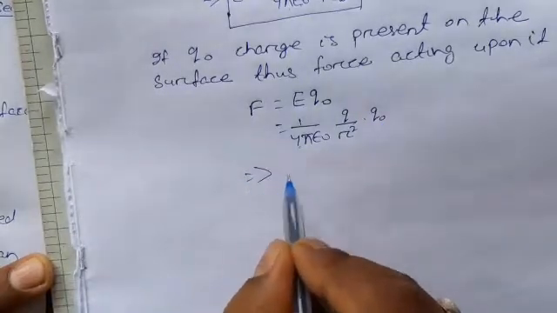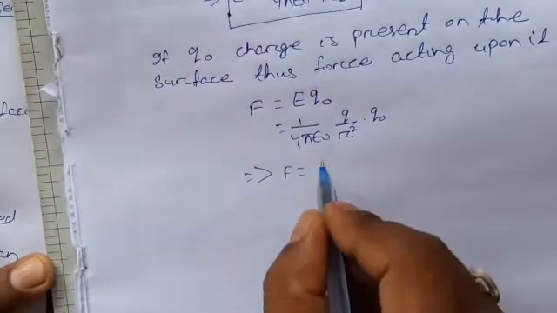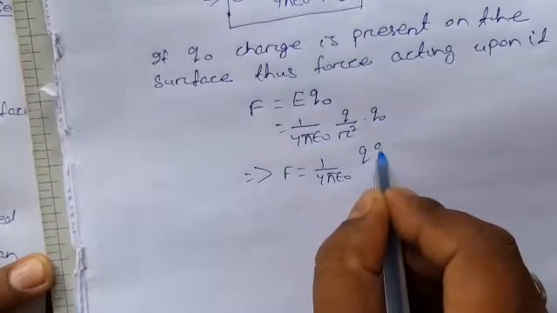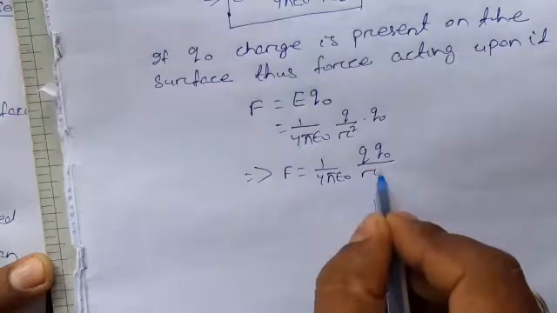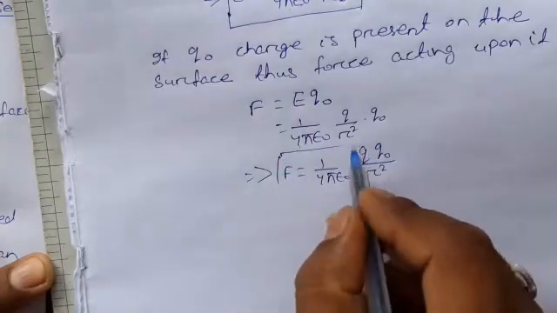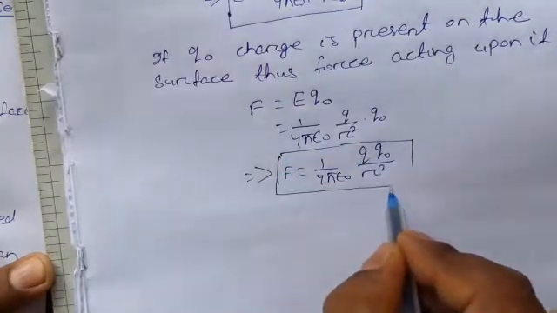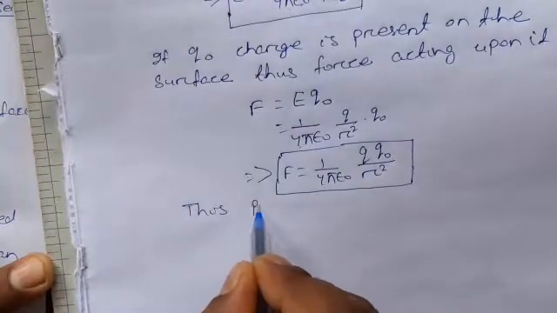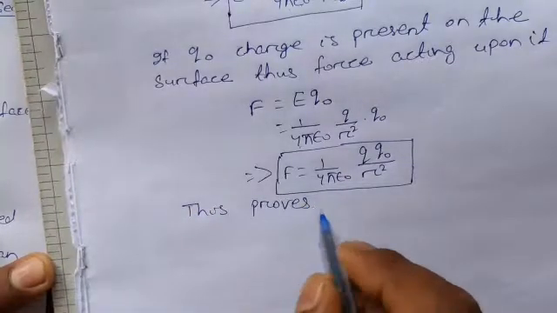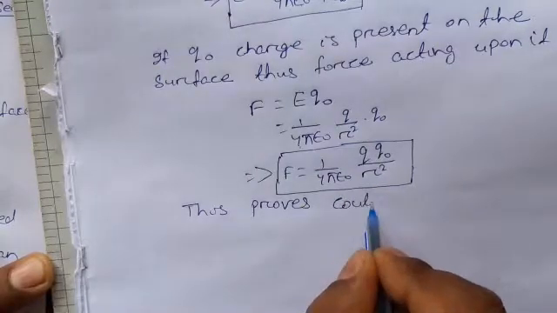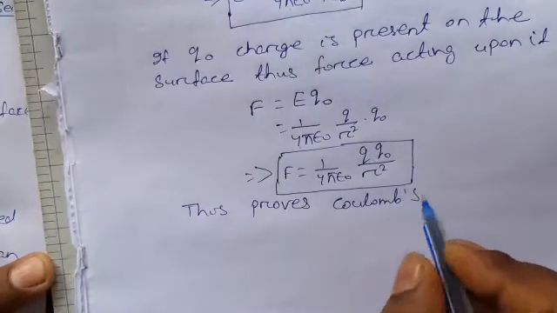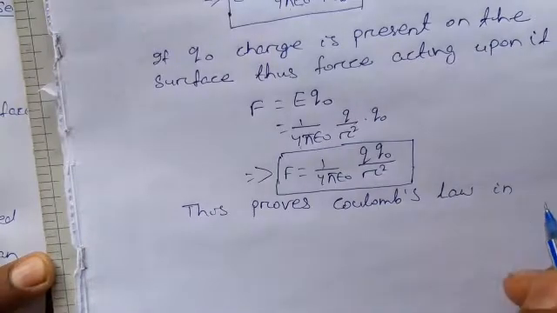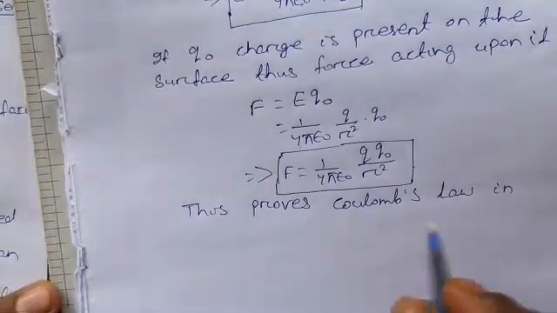That implies I can write the force equal to 1 by 4 pi epsilon naught Q Q0 by r². This is the Coulomb force. This I can say, this proves Coulomb's law in electrostatics.